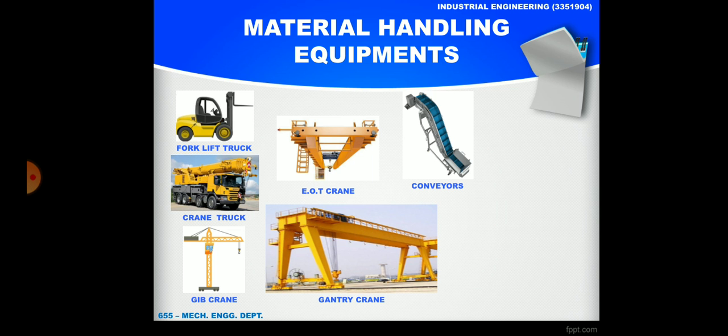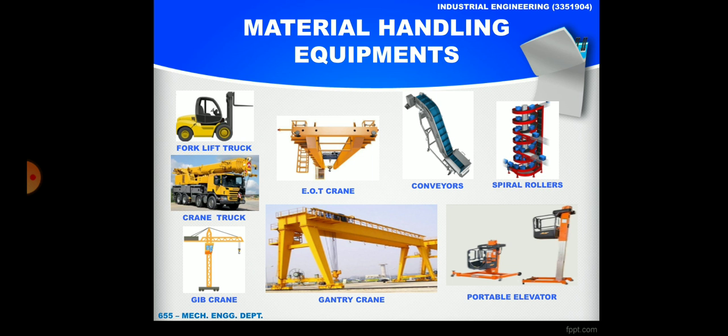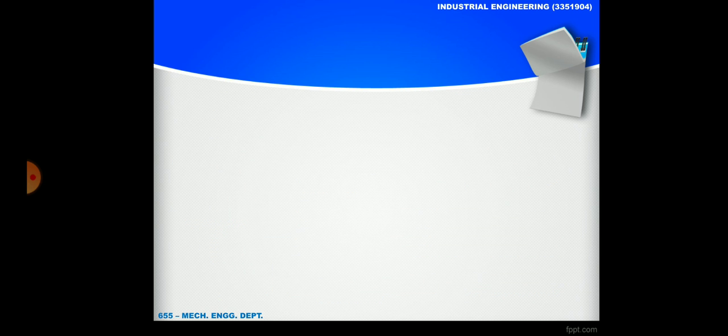Conveyors consist of a belt for transferring material either horizontally or vertically. Where there is a heavy load transfer, a conveyor is not used. Instead of that, spiral loaders are used. And the last one is portable elevators. Generally, at street light repairing sites, this type of elevator is used.